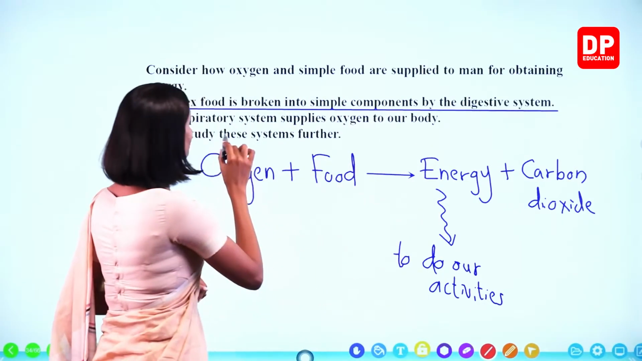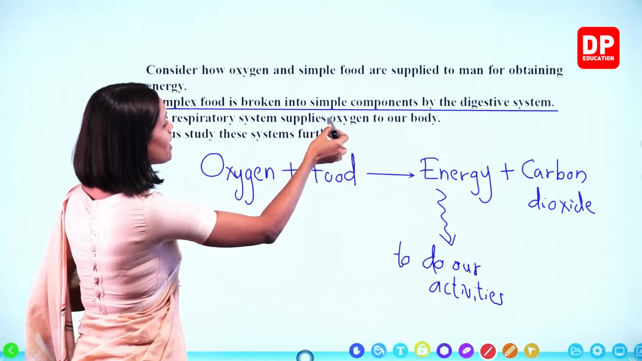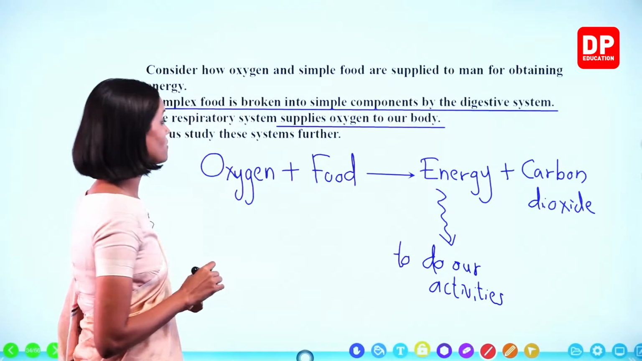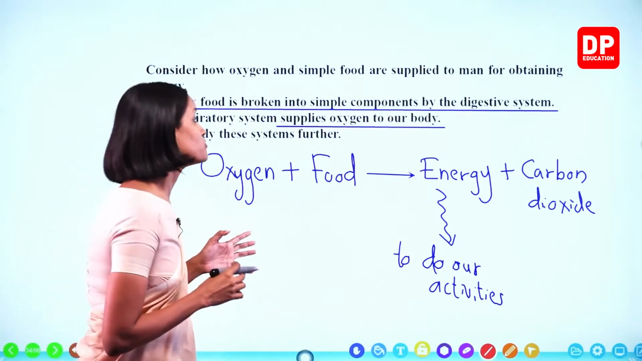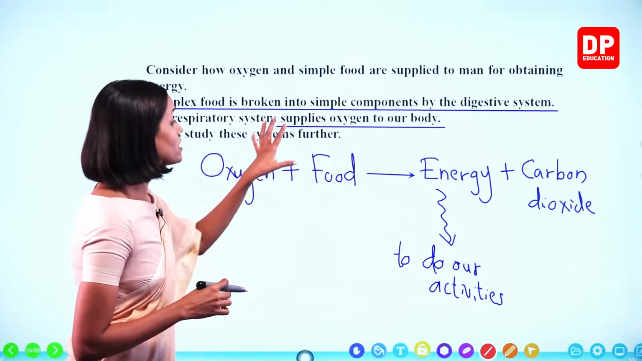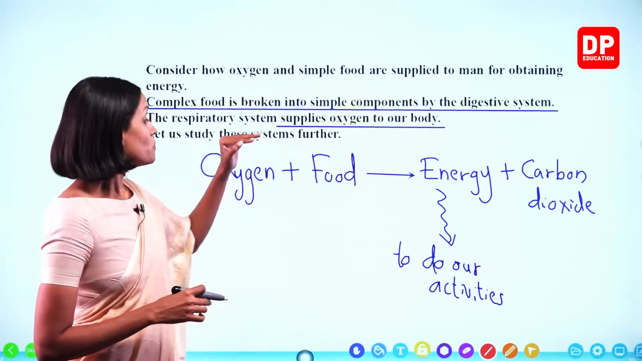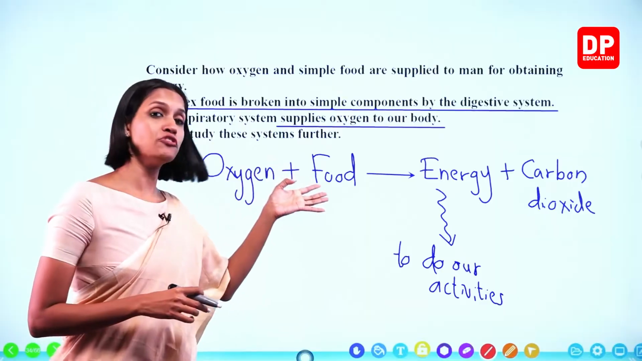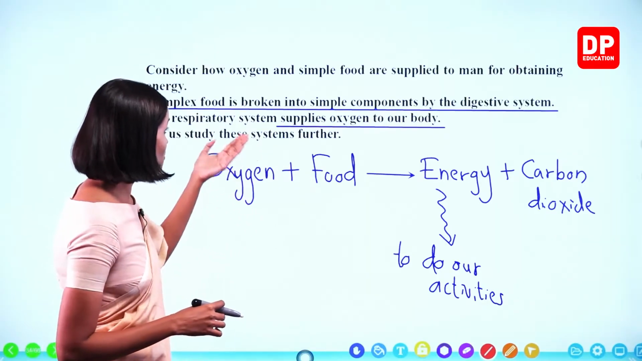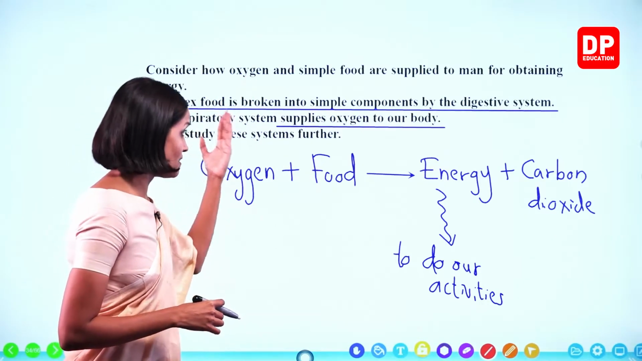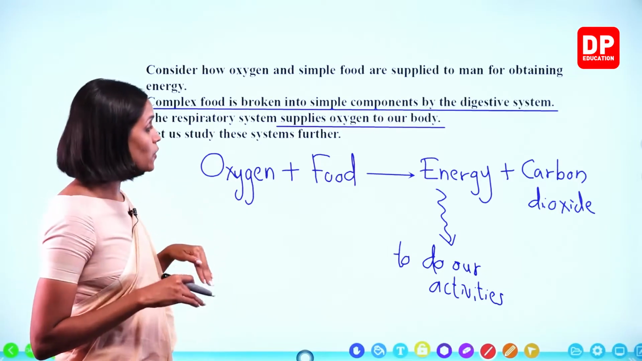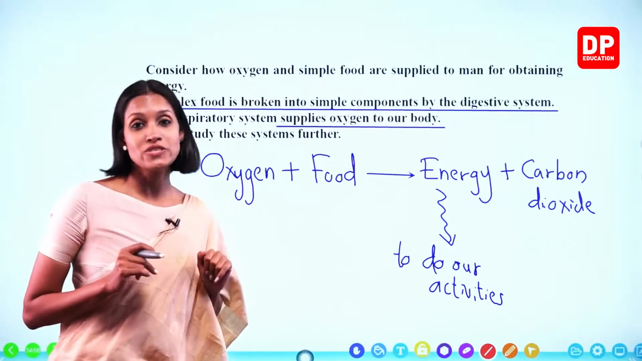The respiratory system supplies oxygen to our body. Therefore, in order to produce energy, we have to have oxygen and food. To get oxygen and food, we need the support of the digestive system and the respiratory system. Therefore, under this lesson, we are going to learn about these two systems.